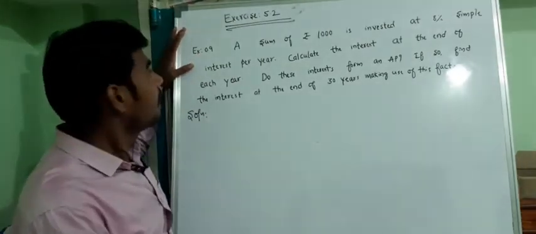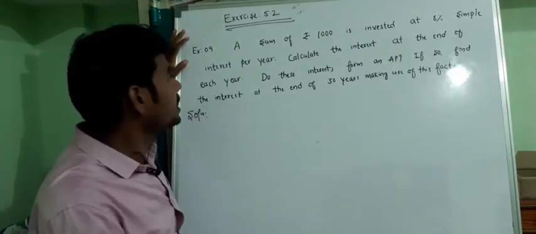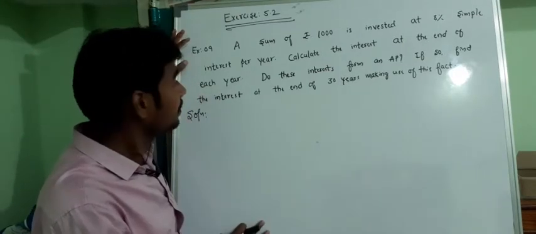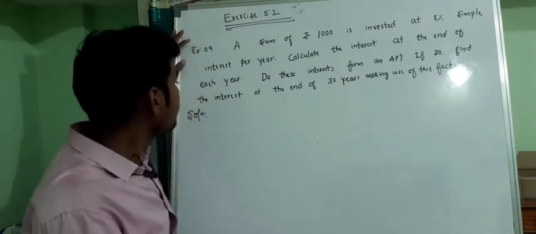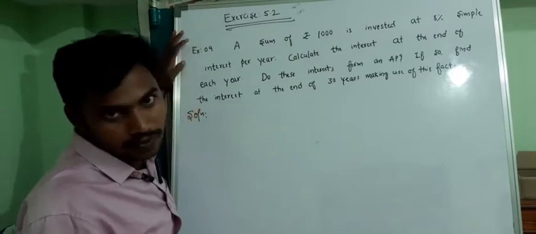Example 9. A sum of rupees 1000 is invested at 8% simple interest per year. Calculate the interest at the end of each year. Do these interests form an AP? If so, find the interest at the end of 30 years making use of this fact.